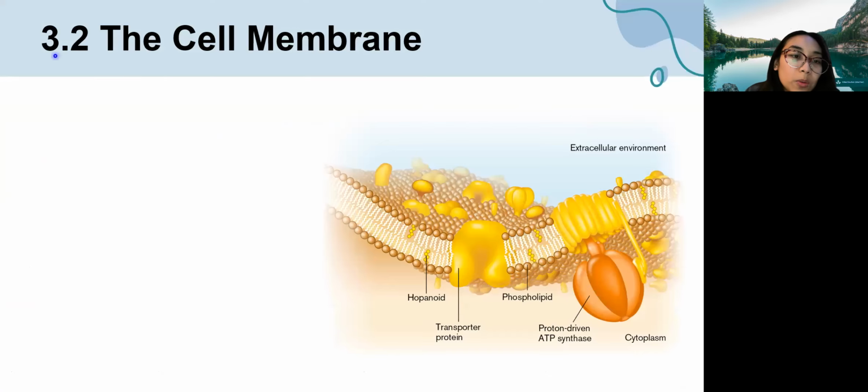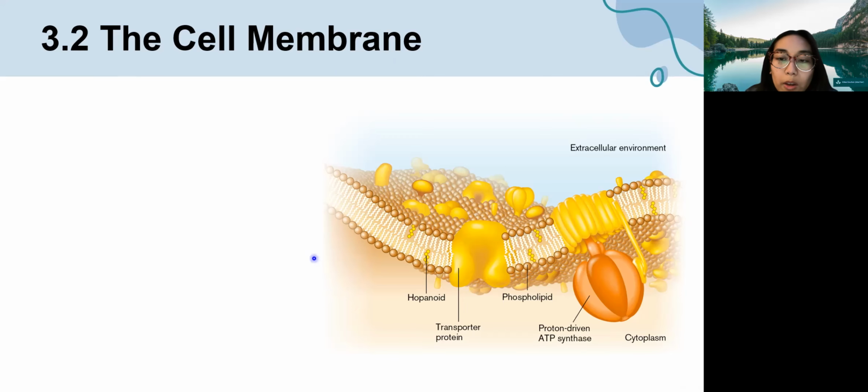So now we're into 3.2 in the chapter, and we're talking about the cell membrane. So the cell membrane is synonymous with the plasma membrane. You might have heard it that way in your cell bio or gen bio classes. So plasma membrane, cell membrane. Now in microbiology, we primarily call it the cell membrane. I don't really know why, but that's just the thing that we stick to instead of calling it the plasma membrane.